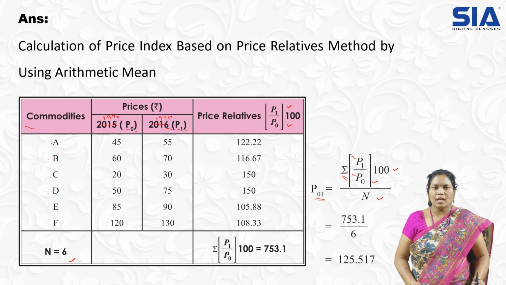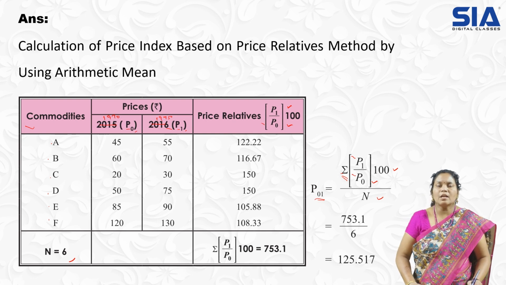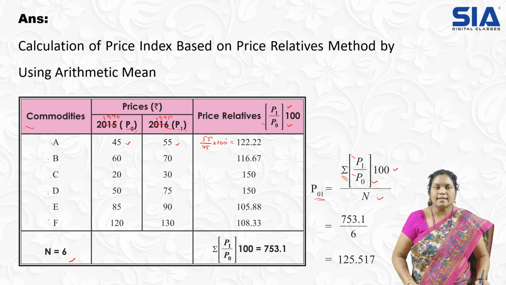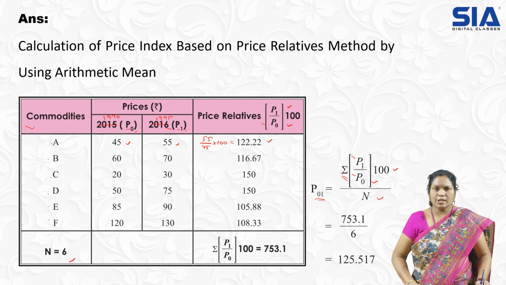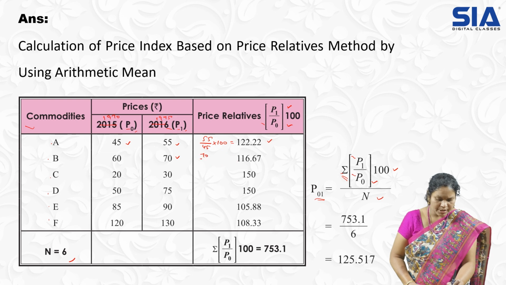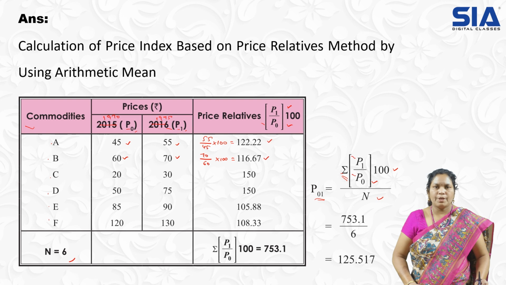Now let us go for obtaining our formula values. What we have to do? P1 by P0 into 100. Now let us check how it is done. The P1 value I have is 55, divided by the P0 value I have, 45. So 55 divided by 45 into 100, you do, you'll get the answer. This is how we obtain the first value. Now let us check one more value also. The P1 value I have is 70, divided by the P0 value I have, 60. So 70 divided by 60 into 100, you'll get the answer as 116.67. So in this way you have to do P1 by P0 into 100.